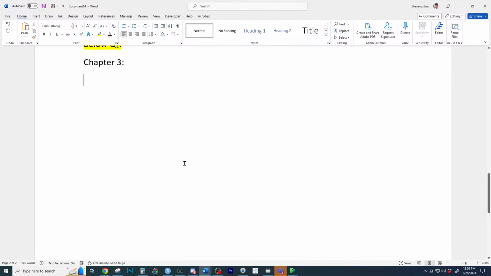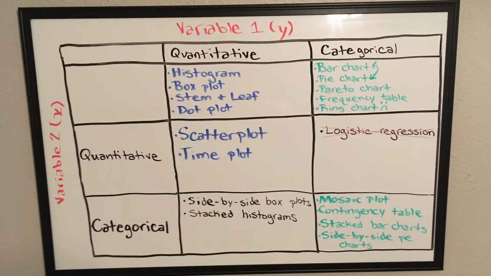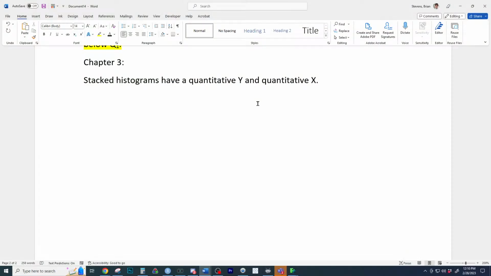So let's do some true false for chapter 3 and ask a question like, stacked histograms have a quantitative y and quantitative x. That might be a chapter 4 question. Thoughts on this? It's chapter 4-ish, but we'll stay in chapter 3 for a moment. Chapter 3 is chi-squared stuff. Here's your hint: stacked histograms have a quantitative y and quantitative x.